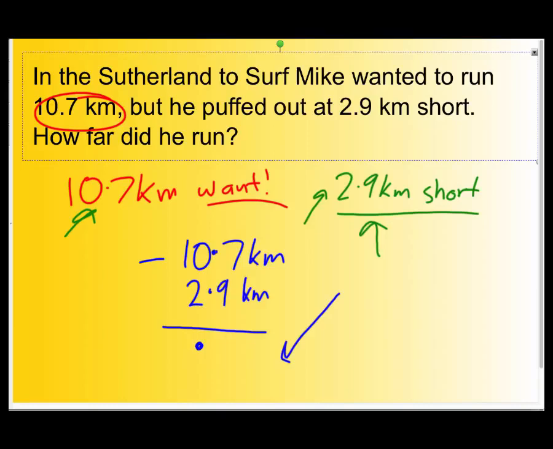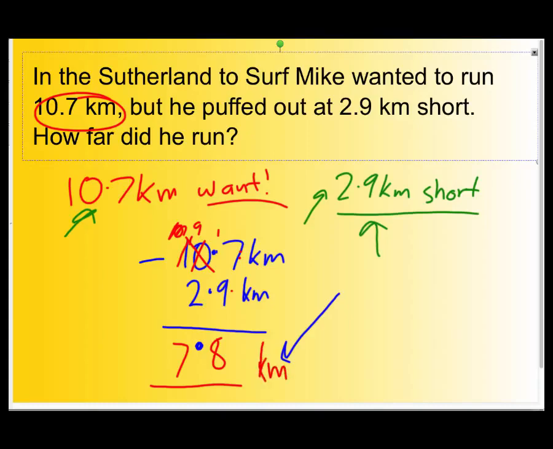Okay, 7 take away 9 you can't do, so you've got to do a bit of trading, don't you? So you go over to this 10. Oh, you can't do anything there either because it's a 0, so you've got to keep going. This can, of course, become a 0, which makes this here a 10. Then you can take from that, which now makes that a 9, and this becomes 17. So 17 take away 9 becomes 8. And of course, the 9 take away 2 becomes 7. So he was 7.8 km short.